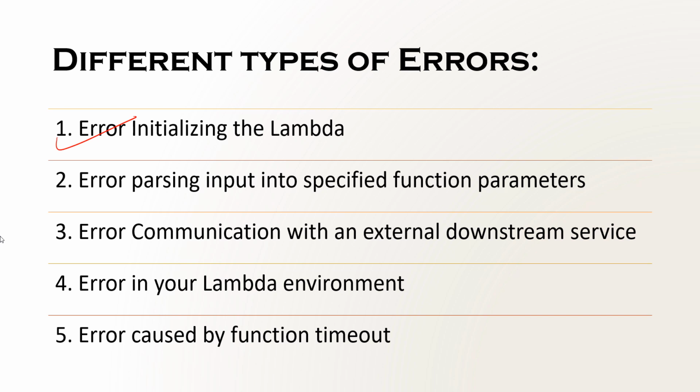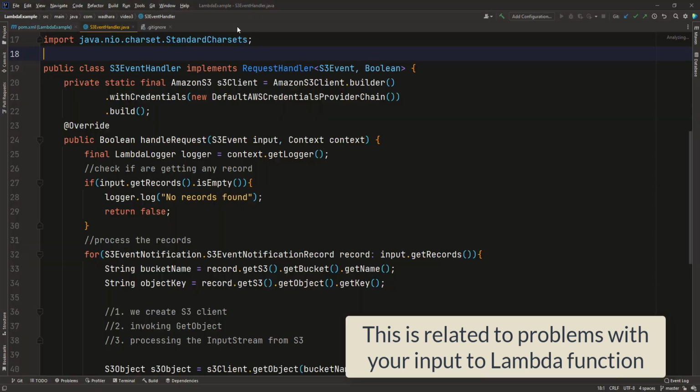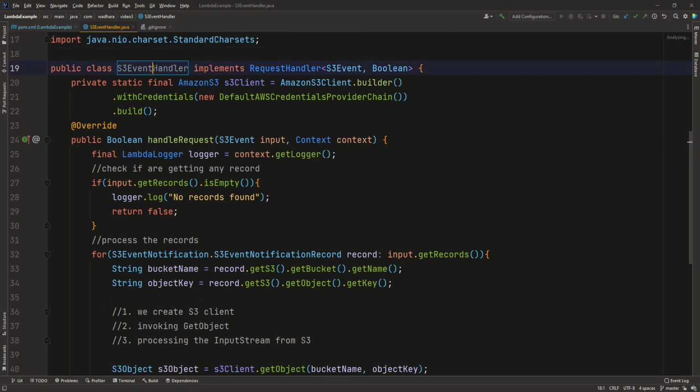The second is error parsing input into specified function parameters. Let me go to my IntelliJ to explain this. This is my S3 event handler function, and you can see this handle request method takes S3 event as input. Now, if I pass something different, apart from this S3 input, which can't be deserialized, then I should be getting this parse error.